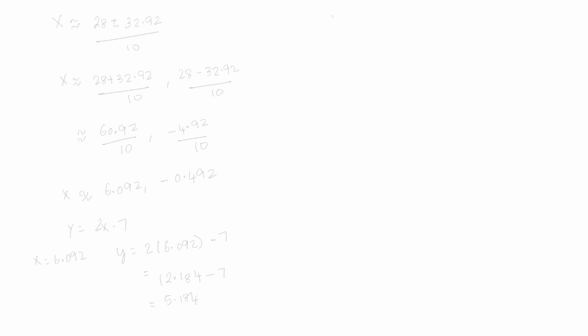Likewise, when x is equal to minus 0.492, y would be 2 times minus 0.492 minus 7, which would be minus 0.984 minus 7, so I have minus 7.98, excuse me. That will be equal to minus 7.984.